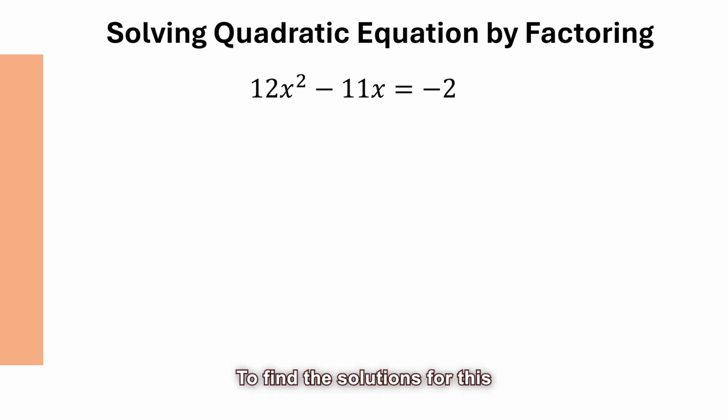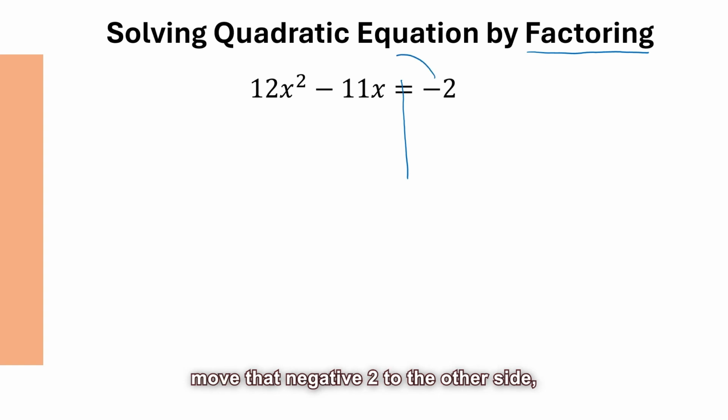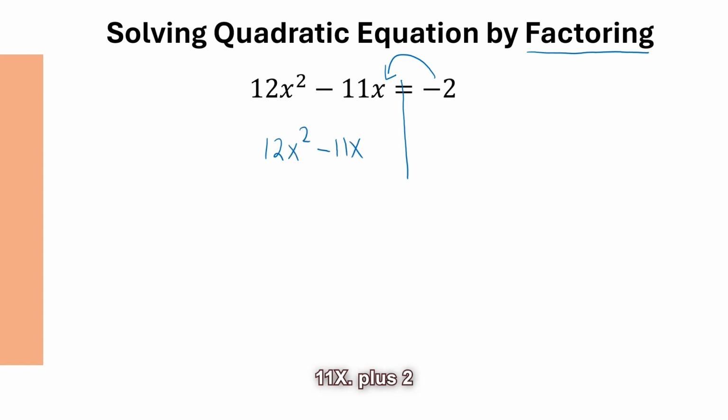To find the solutions for this quadratic equation, I'm going to solve it by factoring. In order to do that, make sure that your quadratic equation is always set equal to 0. So I need to move that -2 to the other side, and it will become +2. Now my equation looks like 12x squared minus 11x plus 2 equals 0.